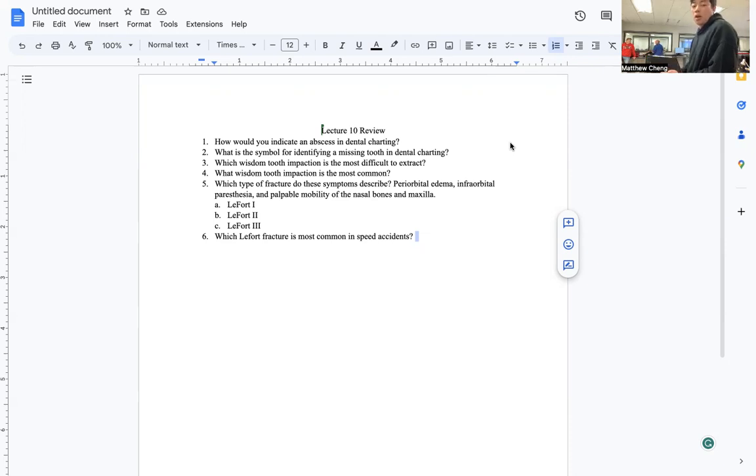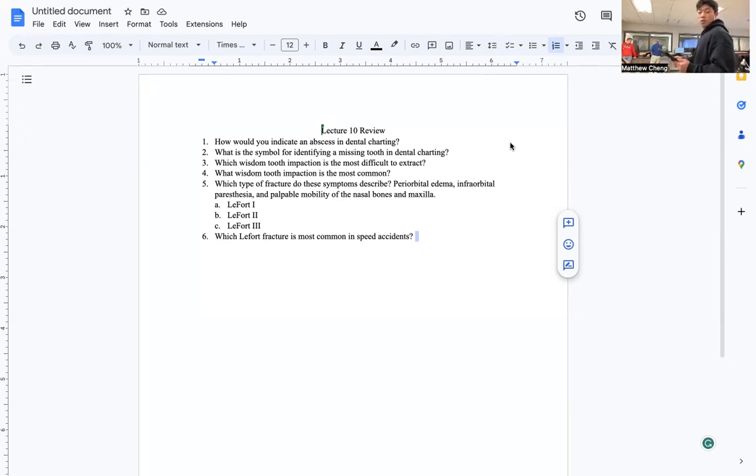Which wisdom tooth impaction is the most difficult to extract? Yeah, so distoangular is the most difficult to extract. It's not going to be in the workbook, but he will say it in the lecture. So if he says it, just write it down.